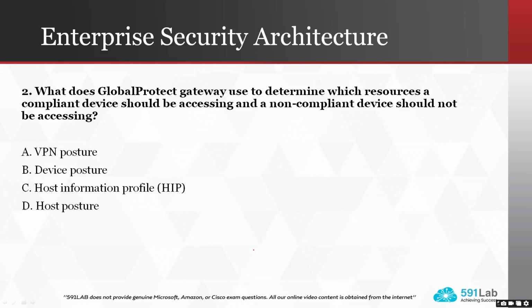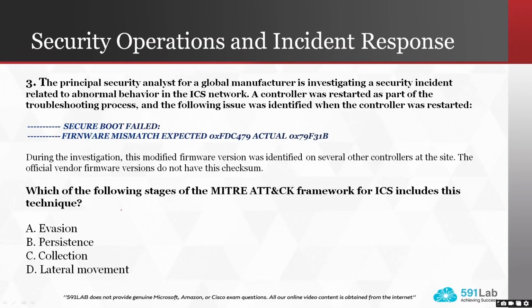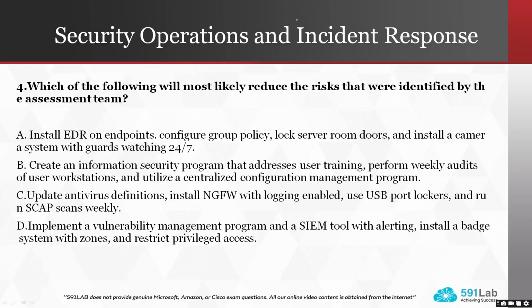Question number 2 says, what does a GlobalProtect gateway use to determine which resource a compliant device should be accessing and a noncompliant device should not be accessing? Question number 3 deals with security operation and incident response. Which one of the following stages of the MITRE ATT&CK framework for ICS includes this technique? So which one of the following will most likely reduce the risks that were identified by the assessment team?